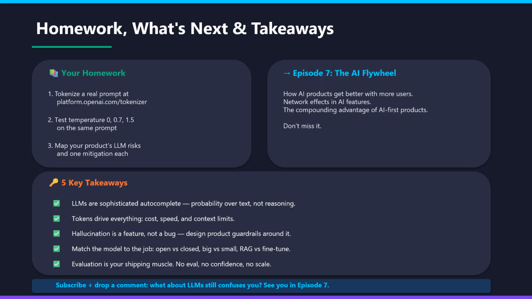And third, 5 key takeaways from today's session. One is LLMs are sophisticated autocomplete, probability over text, not reasoning. Two, tokens drive everything: cost, speed, and context limits. Three is hallucination is a feature, not a bug. Design product guardrails around it. Four, match the model to the job: open versus closed, big versus small, RAG versus fine tuning. Five, evaluation is your shipping muscle. So no eval, no confidence, no skill.